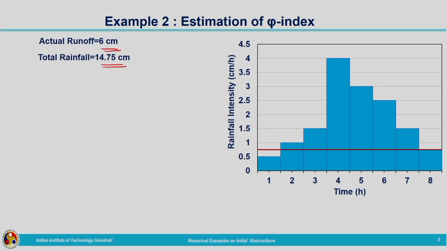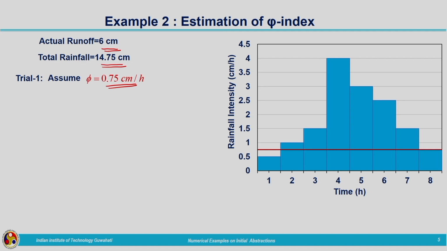So, for this what we will be doing? We need to make certain initial guess related to phi index. Initially, thinking of the initial abstractions and the high value of infiltration in the beginning of the storm, we can assume a certain phi index value between certain time interval. Here what I am going to do, I am going to assume a phi index value between 0.5 and 1 centimeters per hour. So, we are going to assume phi is equal to 0.75 centimeters per hour. It can be up to you.